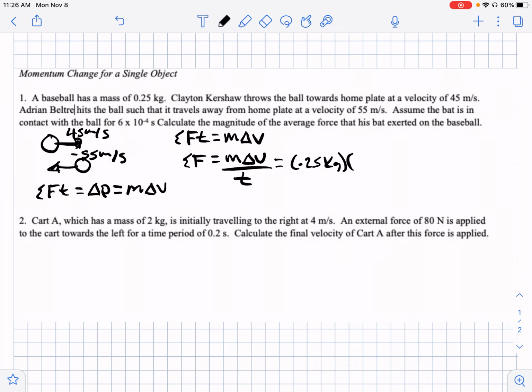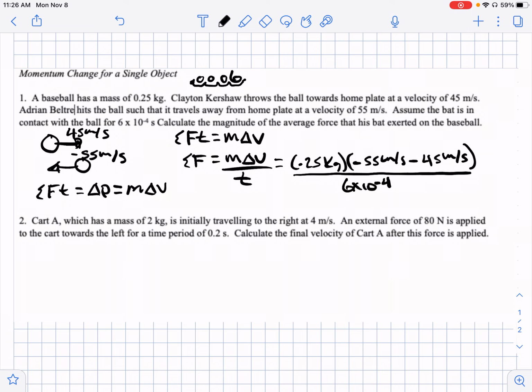The final velocity, because remember change in velocity is final minus initial, we have a negative 55 meters per second minus the initial, which is 45 meters per second. So we're going to end up adding those two numbers together because they're both negative there. And then that's going to be all over our time, which is 6 times 10 to the negative 4. Now, remember on your exponents, times 10 to the negative 4 just means we have 6 and we're going to move it 4 to the left. And so down here on the bottom, we'll put 6 times 10 to the negative 4.